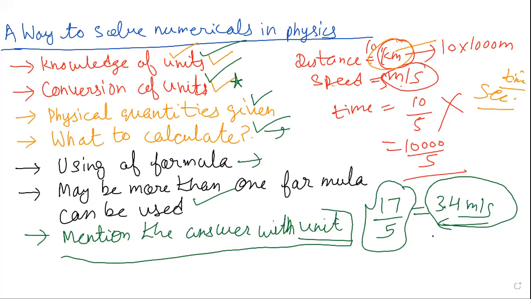Right? So my dear children, these are the 6 or 7 points which you must take care of. Whenever you are solving a numerical, just sit and keep in mind step by step. First of all, knowledge of units. If knowledge of units is there, then you can identify the physical quantities. After getting the physical quantities, what we have to calculate, then which formula I will use, from which chapter it is, then I will put in the values and get the answer. So this is the way.